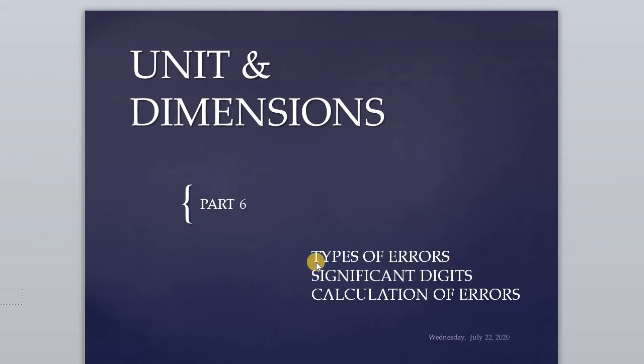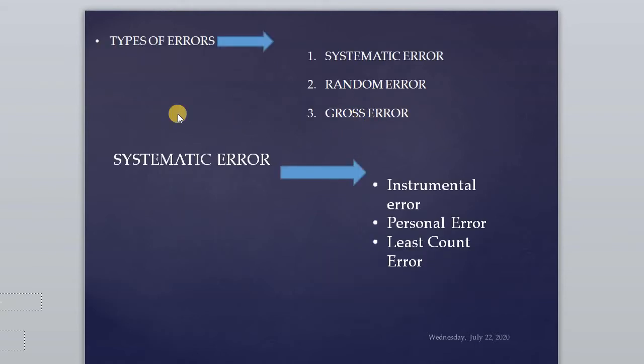First of all we will learn what the types of errors are, then we will learn how to calculate the errors, then we will go to significant digits. Now let's start with the types of errors: systematic error, random error, gross error. These things have been written in your books also, so I don't need to discuss that. You need to remember all this because you may have already memorized it.